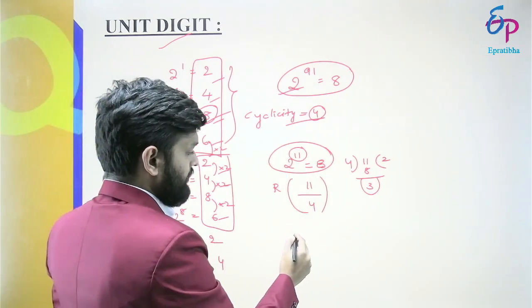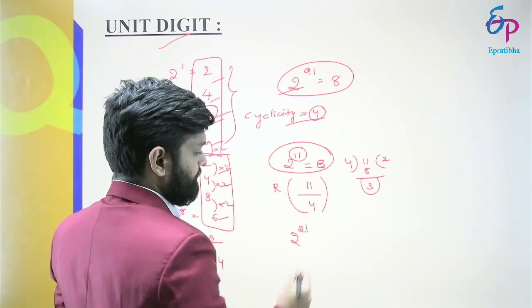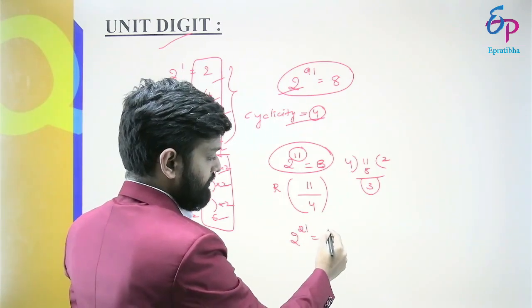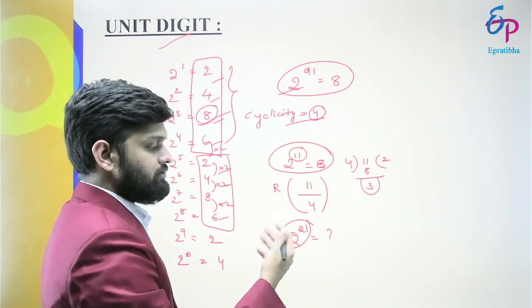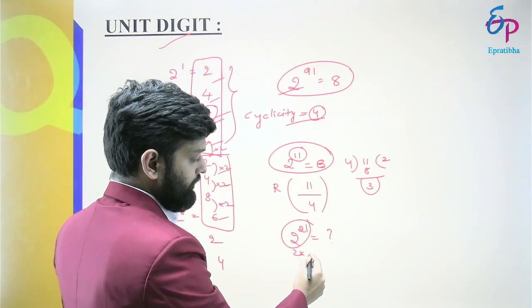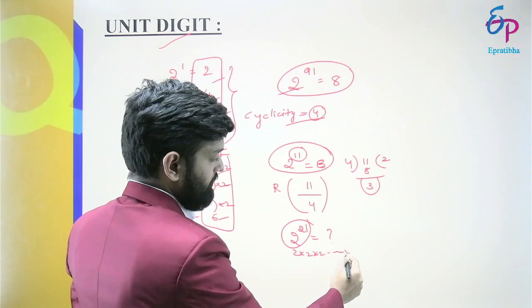Now suppose you want 2 power 21, and I want to find out its unit digit. 2 power 21 means 2 into 2 into 2, and how many times do I have to write it? It is 21 times, right?